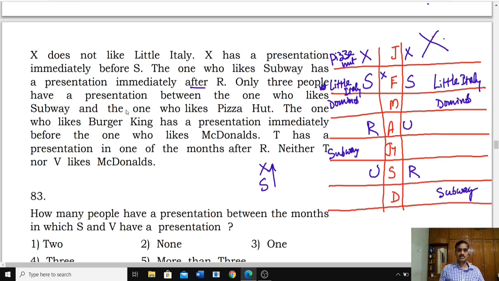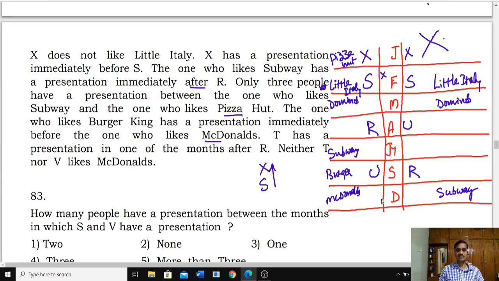Then Subway and the one who likes Pizza Hut, three people. The one who likes Burger King has a presentation immediately before McDonald's. Burger King is immediately before McDonald's, hence this is Burger King and this is McDonald's. T has a presentation one of the months after R. T can be either in the month of July or December.